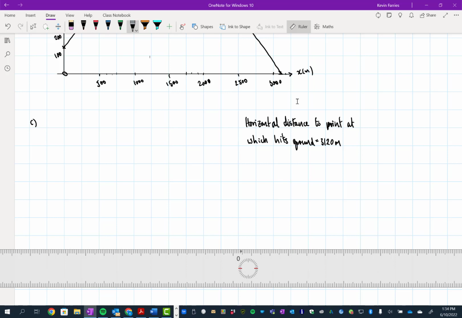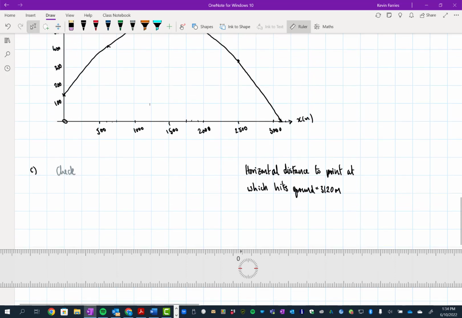Now we could do a quick check on that. Or could we? Maybe that's the only way to do it. Horizontal distance to the point at which it hits the ground. I'm just trying to think if there's another way we could have got that. Not really. Just leave it as that, I think.